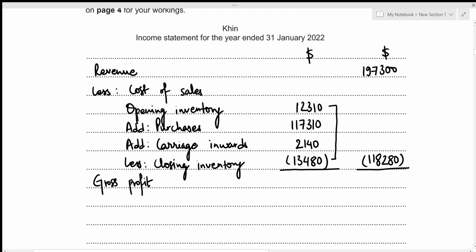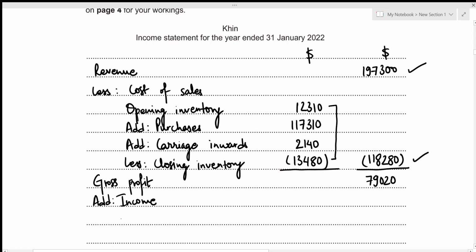That is just the difference between revenue and cost of sales, which is 197,300 minus 118,280, which results in our gross profit to have the value of 79,020. Okay, then we know that there were few incomes. We were given the decrement in our provision for doubtful debts, which is definitely an income, right? So we need to add all of our incomes to the gross profit.